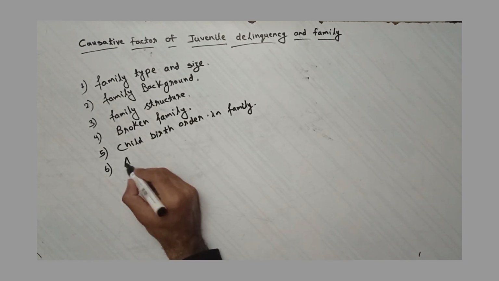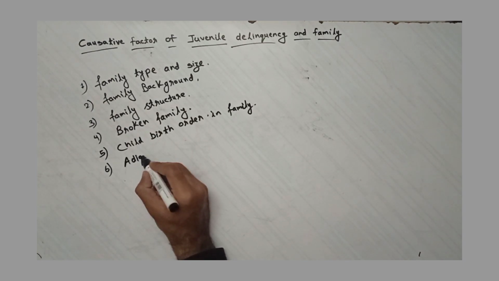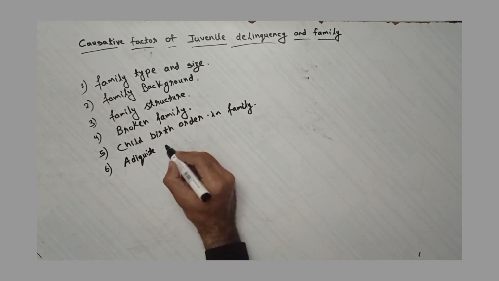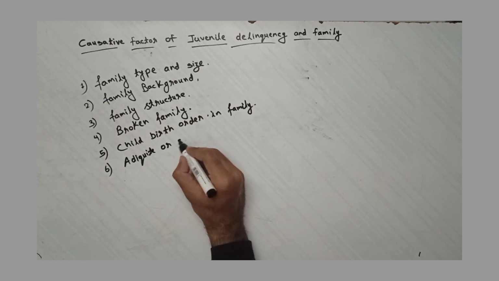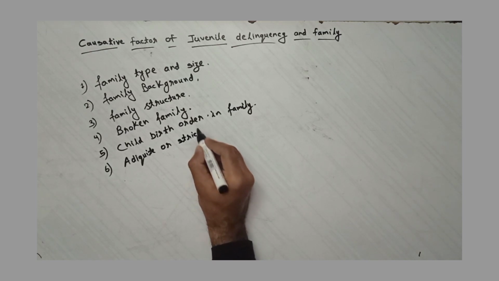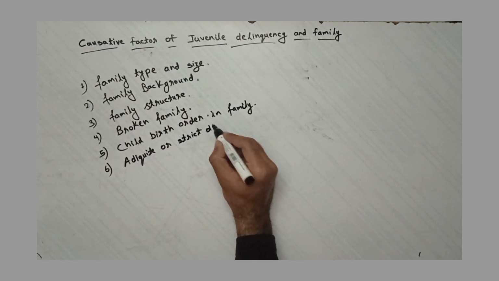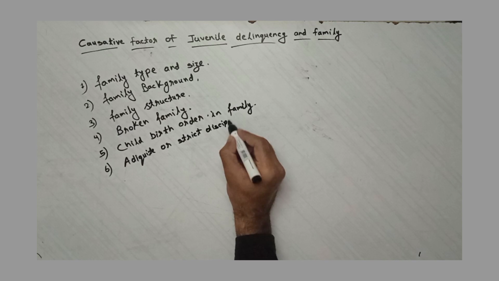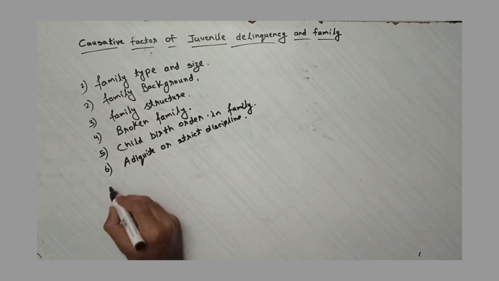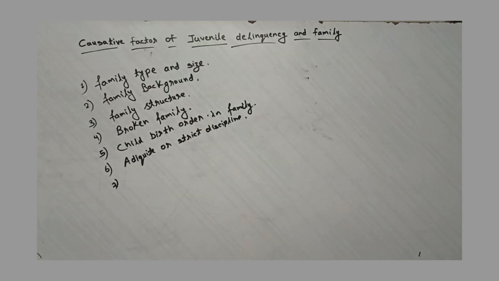And next is adequate or strict discipline, which means adequate or strict discipline. Sometimes when the discipline is made strict, or we can say over discipline, it can become a factor of juvenile delinquency.